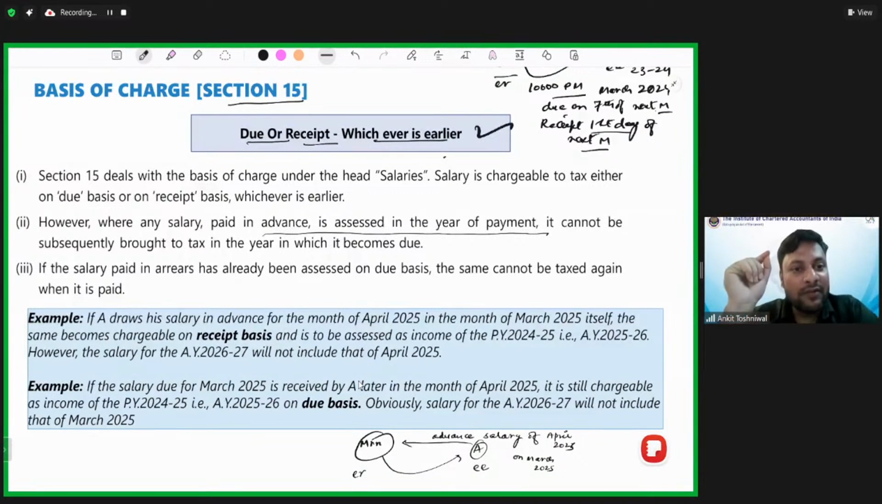The normal provision says that salary is taxable on a due or received basis, whichever is earlier. But in the case of advance salary, as we know, it is received earlier. So advance salary is always taxable on receipt basis. Correct? But what if the same salary is taxable in the previous year 25-26?